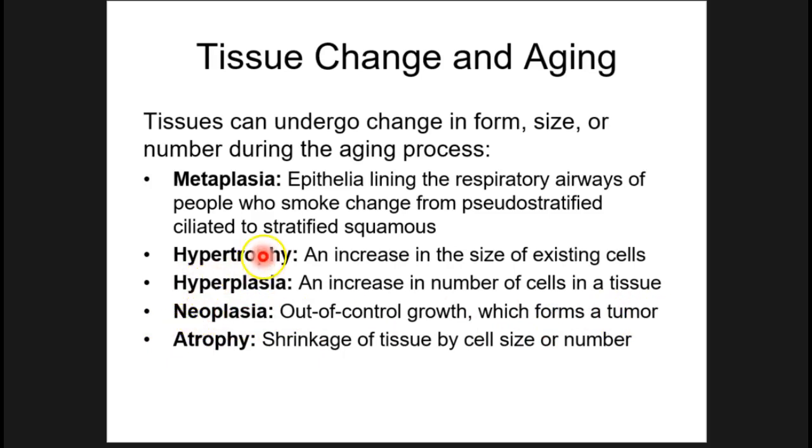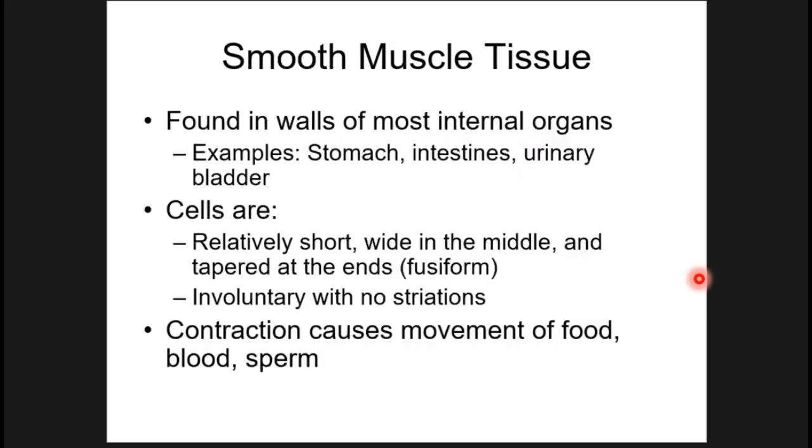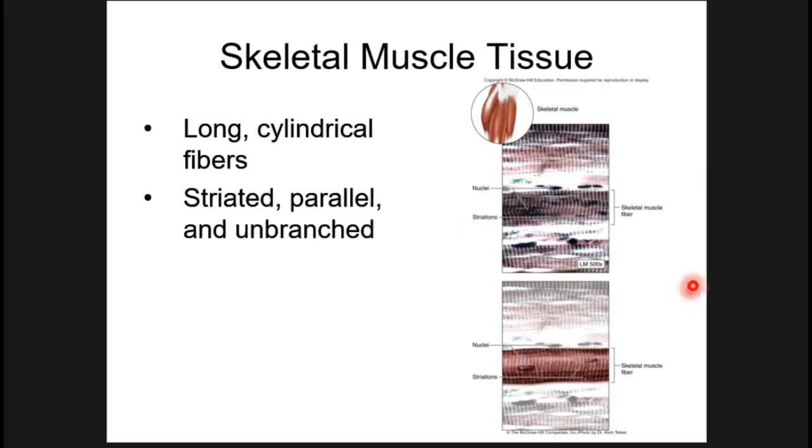There's a difference between hypertrophy and hyperplasia that I'm going to emphasize. Hypertrophy is an increase in the size of existing cells, whereas hyperplasia is an increase in the number of existing cells. So in adults, some tissues can undergo mitosis, some tissues cannot undergo mitosis. I'm going to hook this up to this idea right here.